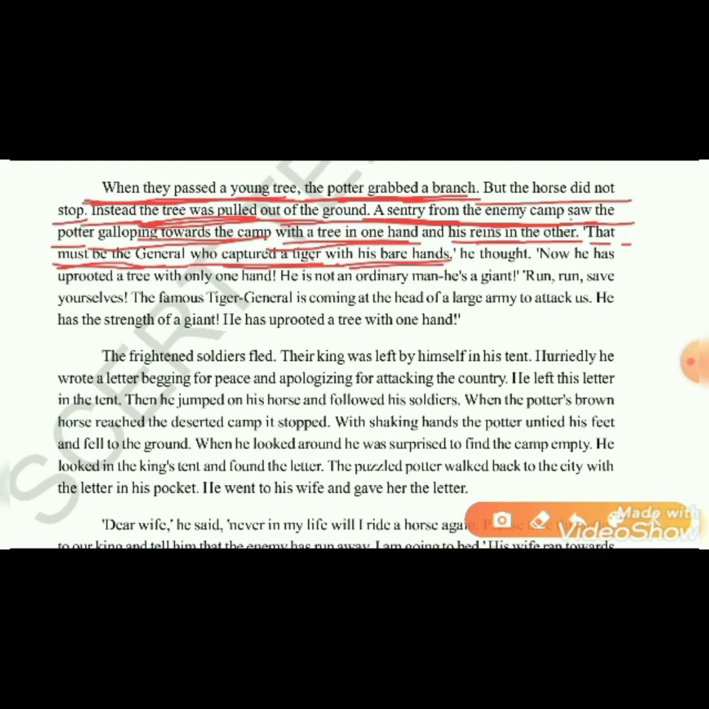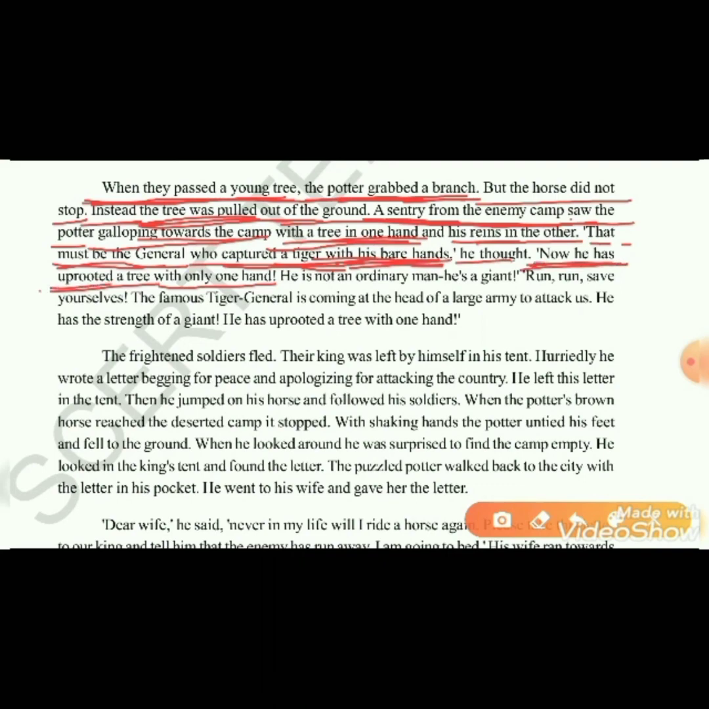The famous tiger general is coming at the head of a large army to attack us. How is he greeted now? Tiger general. And he is coming at the head of the army. The army hasn't prepared and started, but before the army started, the general himself came first to fight with us. What a brave man he is. He has the strength of a giant. He has uprooted a tree with one hand. See how powerful he is.